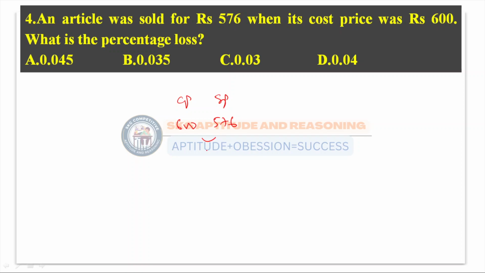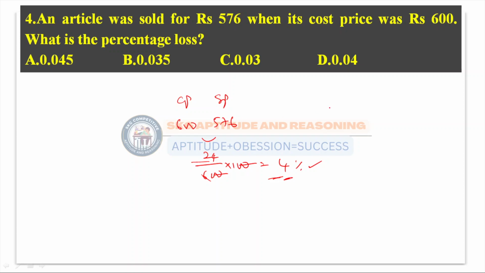Because there is a gap of how many rupees? 24 rupees out of 600 into 100. So we'll get the answer as 4 percentage. Why? Because these zeros get cancelled. 6 4s are 24. So the loss percentage we are getting is 4 percentage.